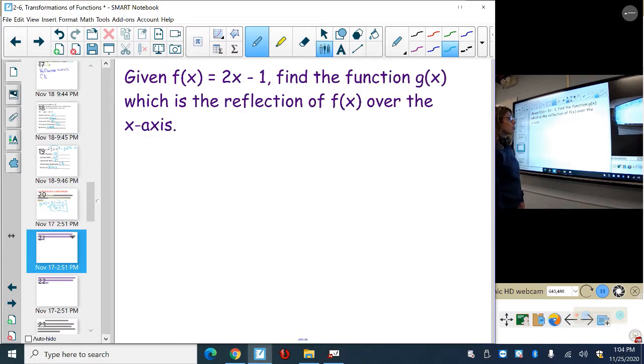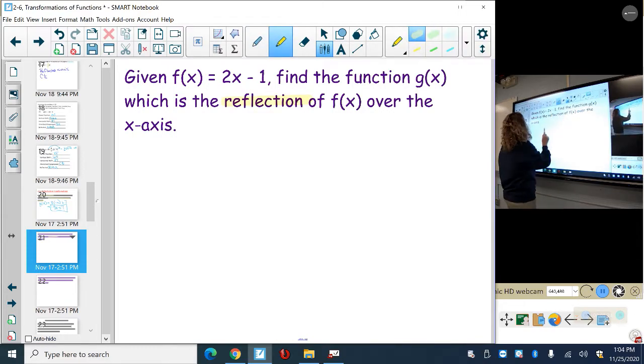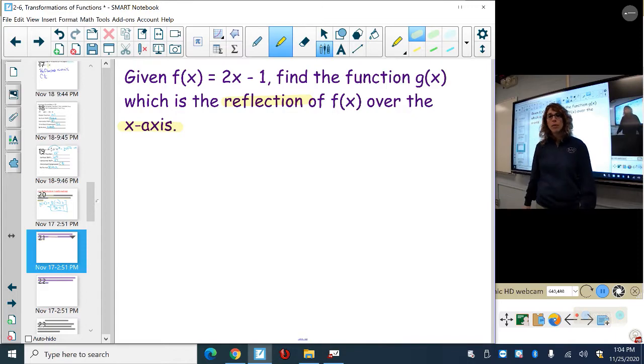Again, given f of x is 2x minus 1, find the function g of x, which is the reflection of f of x over the x-axis. Over the x-axis. So, there is a fly or a bug, sorry. Now, my arms are the x-axis. Okay, so if I'm the x-axis, I need to take this point and fold it over the x-axis. So it's going from here to the other quadrant, from the top quadrants to the bottom quadrants.